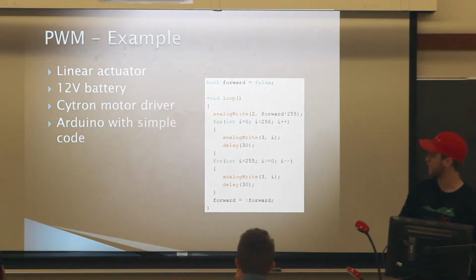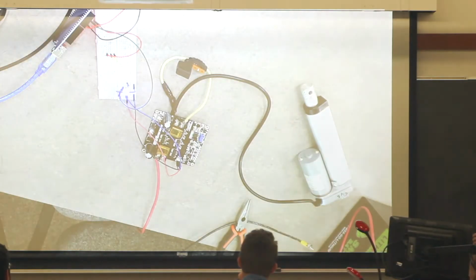So let's switch to the example I've prepared here. We've got a linear actuator, a 12-volt battery, a Cytron motor driver, and it's being run by our Arduino. So here we go.